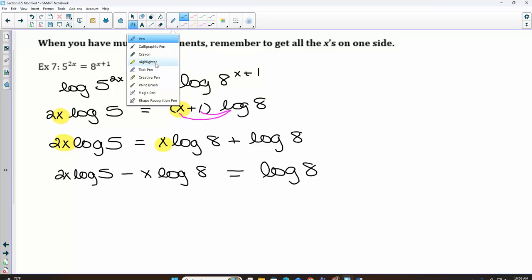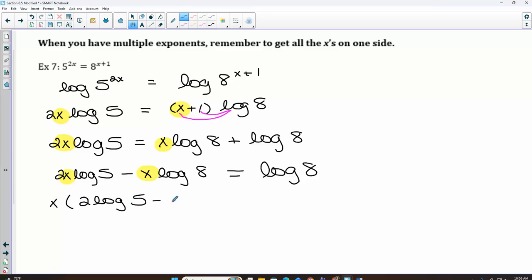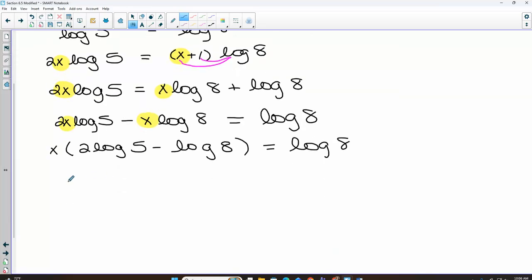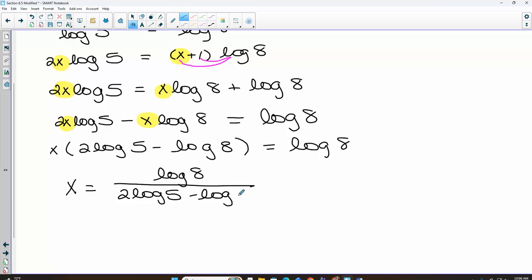Both of these have an x, but I can't add them together. So what else can I do with my x? Let's take it out so we can divide. So if I take out an x, that leaves me with 2 log 5 minus log 8 equal to our log 8. So then to get x by itself, we just divide that whole thing. So I have log 8 divided by 2 log 5 minus log 8.